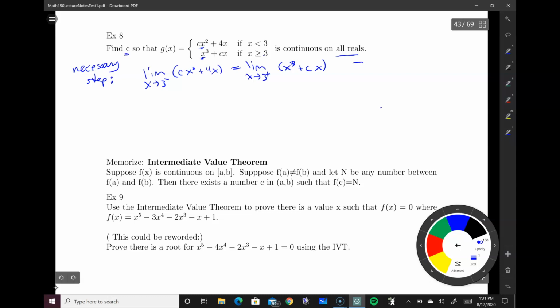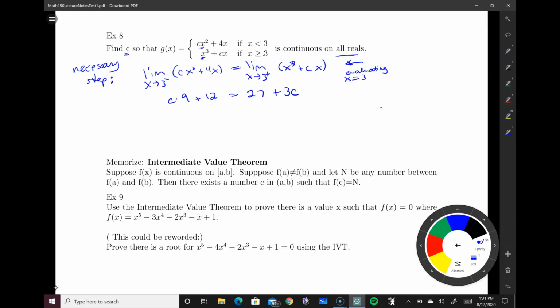So this is a necessary step, and from here to the next step, I'm actually plugging in, or evaluating at x equals 3. Because I know parabolas are continuous, I'm allowed to plug in. I'm trying to find out where this parabola lands. Because I know cubics are continuous, I'm going to plug in x equals 3, so I get 27 plus 3c.